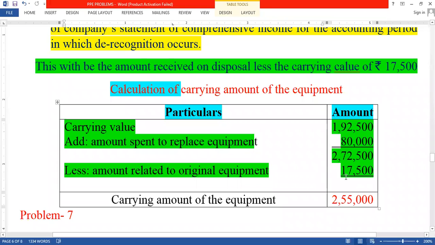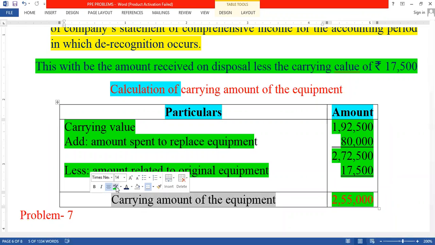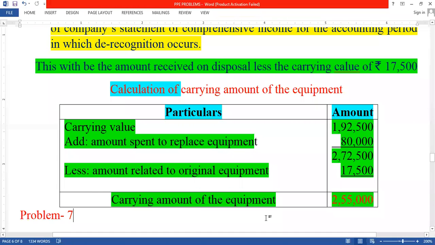So when we are deducting the 17,500, we get 2,55,000. The carrying amount of the equipment is 2,55,000. This is the special or different or indirect problem they gave in this session.